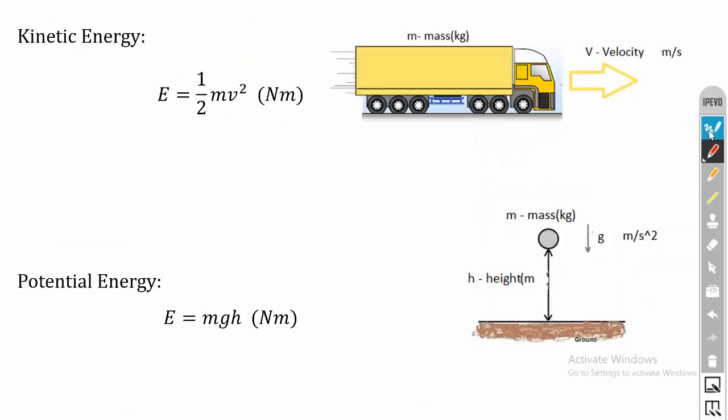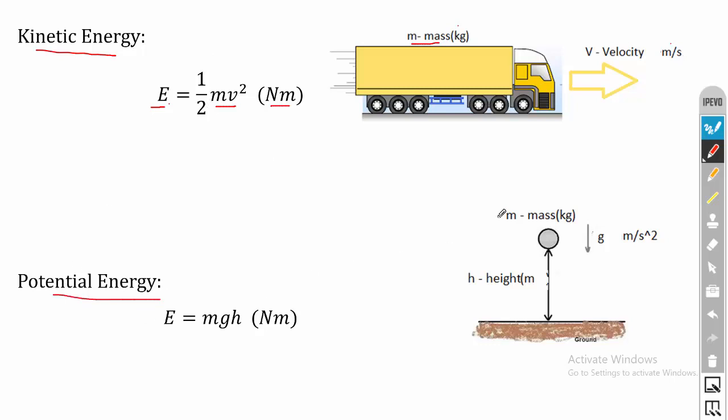In general, there are two types of energies absorbed by the spring. The first one is kinetic energy. When an object is moving with a velocity, then the kinetic energy E is equal to half mv square. So in the image you can see that a truck having a mass of m is moving with a velocity of v. By substituting the m in kg and velocity in meter per second, we can calculate the kinetic energy of mv square in Newton meter.